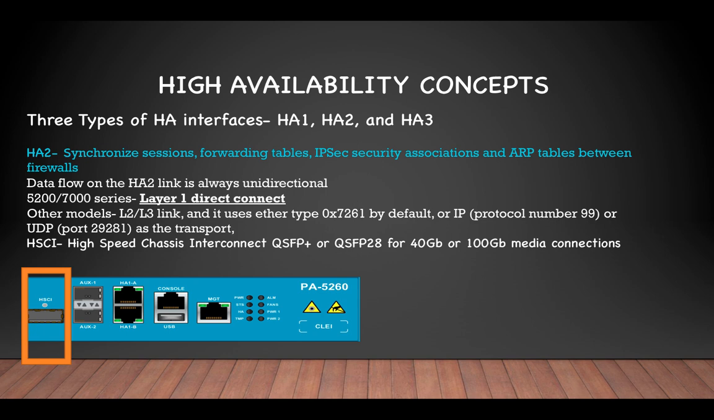On the data center models, the 5200 and 7000 series use an HSCI port. HSCI stands for High Speed Chassis Interconnect and uses either a QSFP Plus or QSFP28 optic for a 40 or 100 gigabit connection.